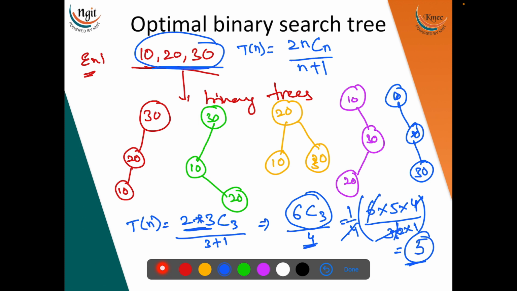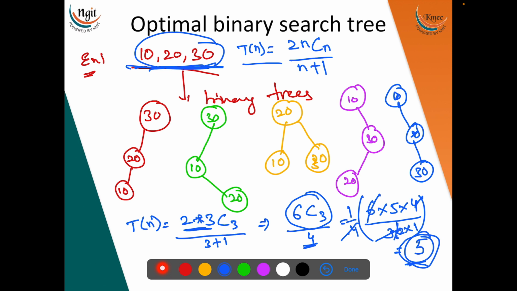So when you consider some elements or keys to construct the possible binary trees, you can simply apply this formula. Then you will come to know how many possible binary trees will come from the given keys. As far as this example is concerned, the possible binary trees are 5. Now what you have to calculate is the maximum number of comparisons.